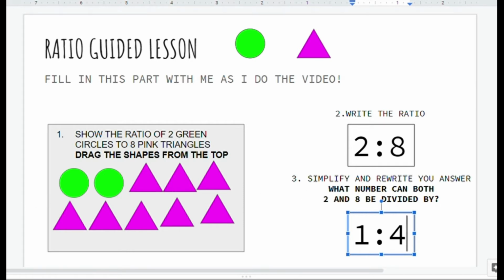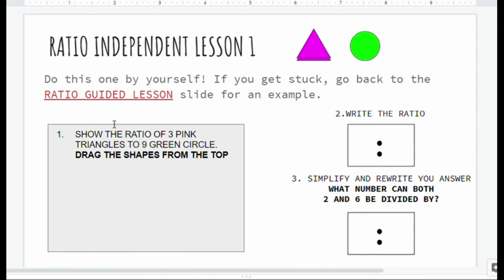On the next 2 slides, you are going to complete the same exact thing that we just showed as your independent lesson. So if you get stuck, you can go back to the slide prior and use that as an example. You can pause the video right now and complete this slide and then play it and continue, or you can wait till the end and complete all your independent slides. It's completely up to you, whichever one you prefer. So I'm going to skip this slide because you're going to do it by yourself.